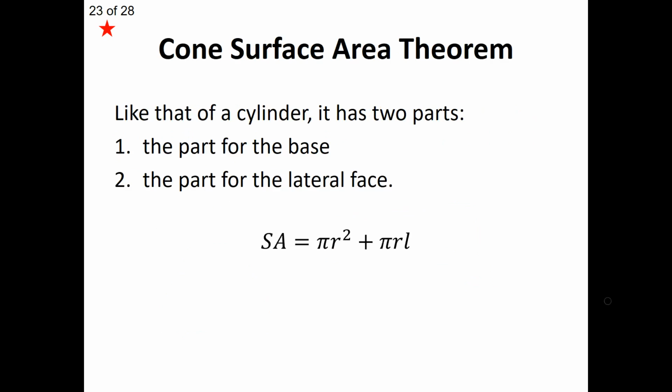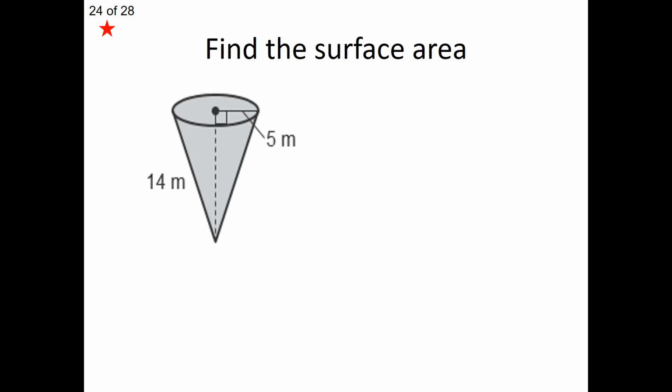So let's take a look at an example. Oh, sorry, let's look at the formula and then let's look at the example. So the formula is also, again, two parts. It's the part for the base, which is a disk, so it's just pi r squared, the area of the circle. And then for that unique lateral face, which looks kind of like a Pac-Man, this is what it boils down to. It actually turns into pi RL, where R is the radius, but L is the slant height. And so we're going to use this formula to figure out the surface area of a cone in our next slide here.